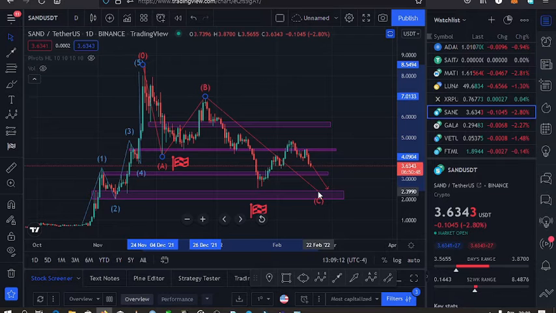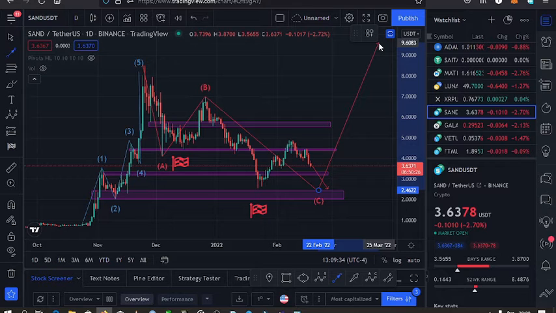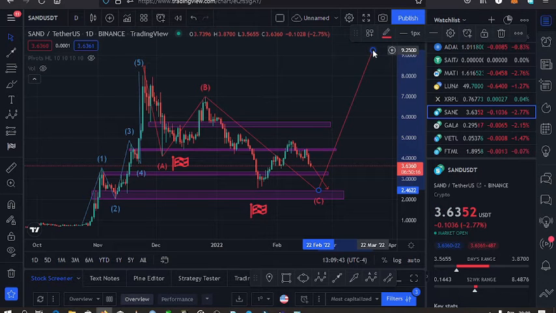And note that this is a massive ABC correction, and I think if we touch that point, Sand will have done whatever it needed to do in its ABC correction. So once that happens, I expect it to have a bounce back once we touch that support and go above all these resistances, and that move should take us to an all-time high. So that's my very first key expectation that I expect to see.